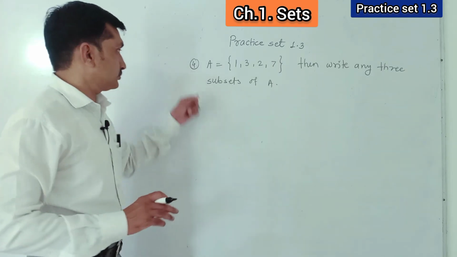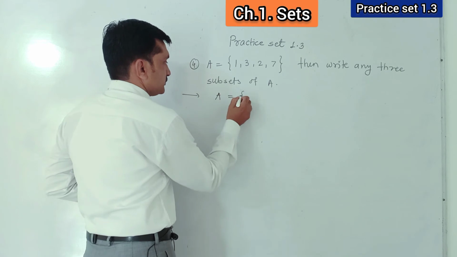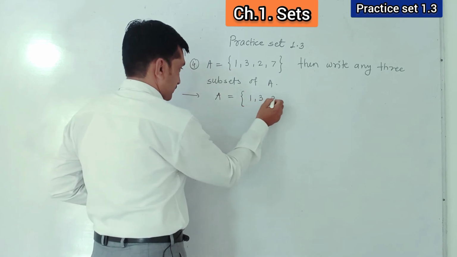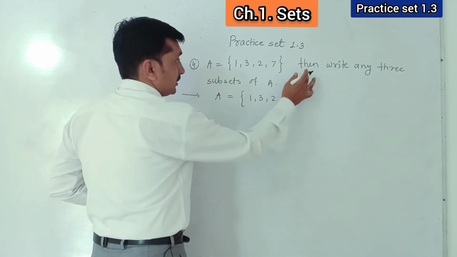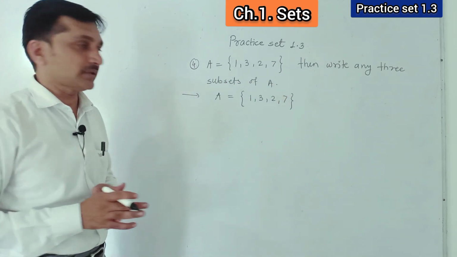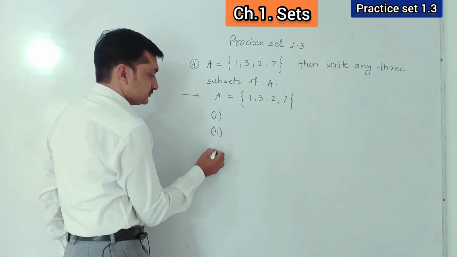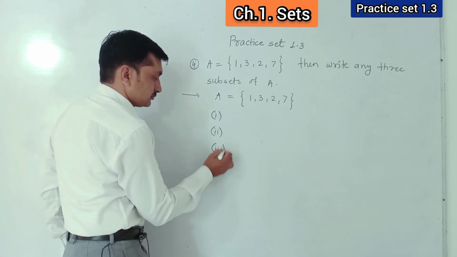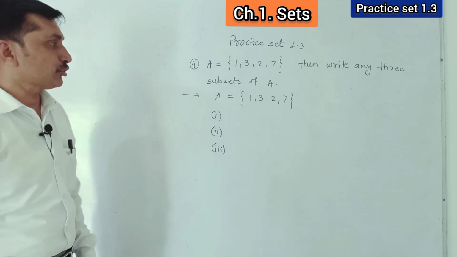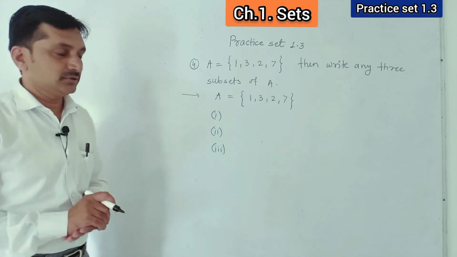Dear friends, example number 4. Set A is given as 1, 3, 2, 7, and we have to write any 3 subsets of A. Any 3, it is an open-ended example. We want any three subsets of A. Since it is open-ended, every one of your answers will be different.